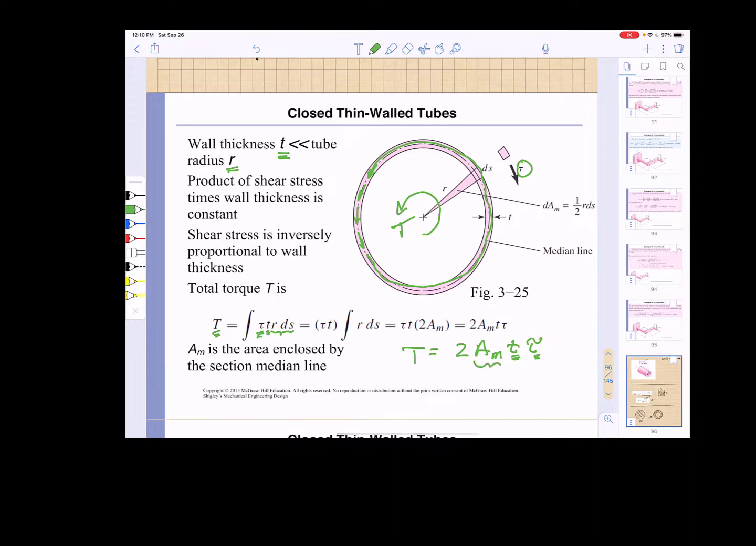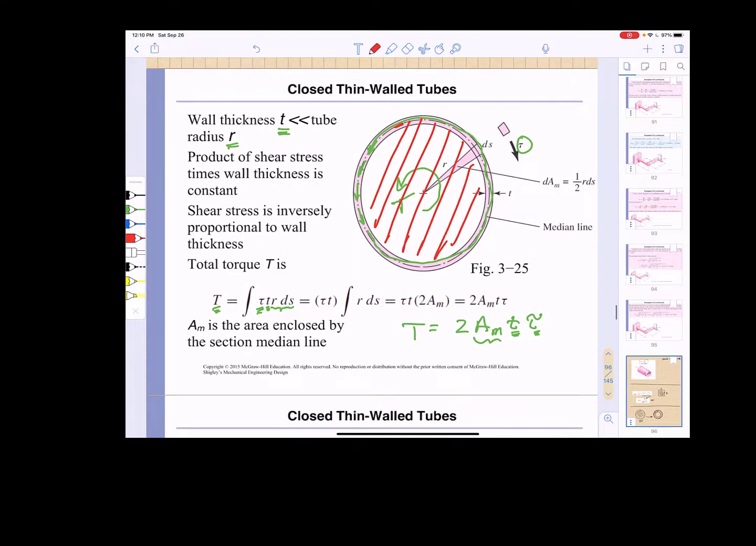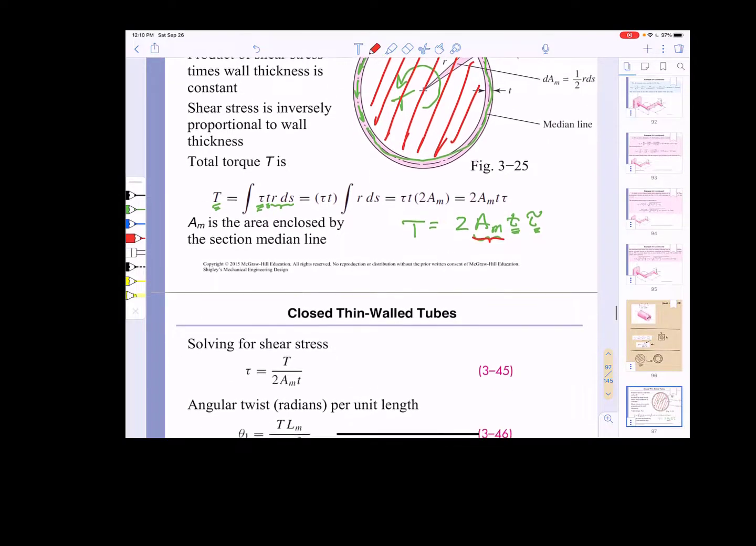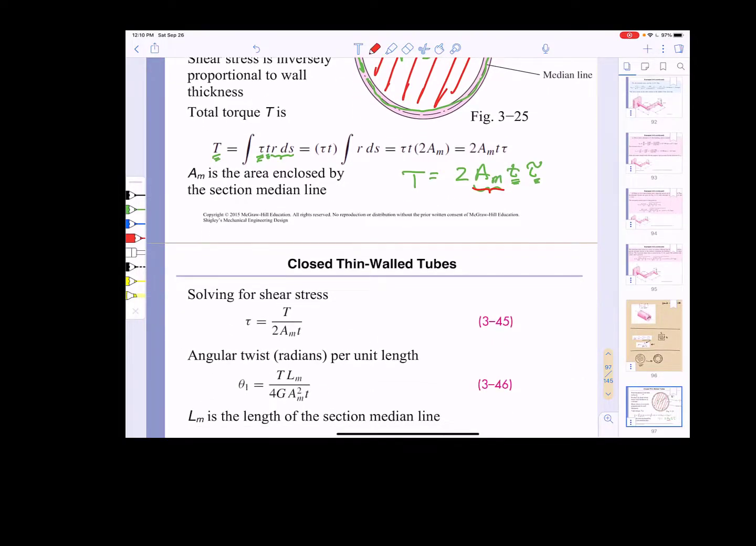And A_m, what the heck is A_m? A_m is the area enclosed by the median line. So you look at the midpoint of this surface and you calculate all of the area enclosed by that midpoint. That's what A_m happens to be. It's a relatively straightforward and simple calculation. If you then solve for the shear stress, you get that the shear stress is equal to the applied torque divided by twice the median area times the average wall thickness.